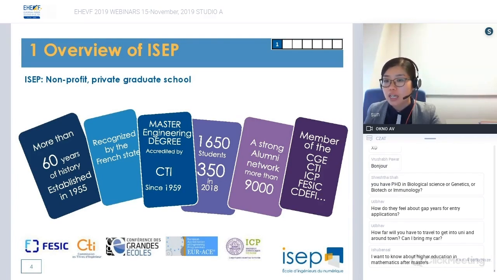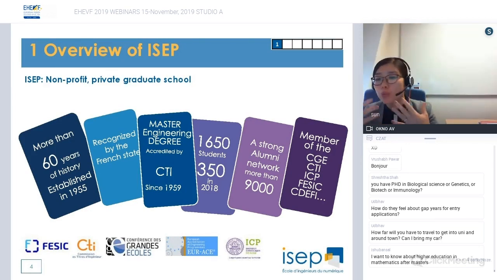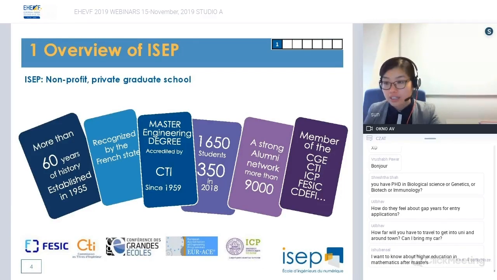And we have 1,650 students, and in 2018, we had 350 graduates. You can see the size of a graduate engineering school in France. Not all schools, but very often the size of graduate engineering schools is quite small. It's not like a giant university campus with a faculty of law, faculty of art, faculty of literature. Actually, we are specialized in one domain, and that's why the size of the school is not huge. We have elite education, and this is the reason that in each promotion we only have 350 graduates. And until now, we have around 900 alumni in our network.